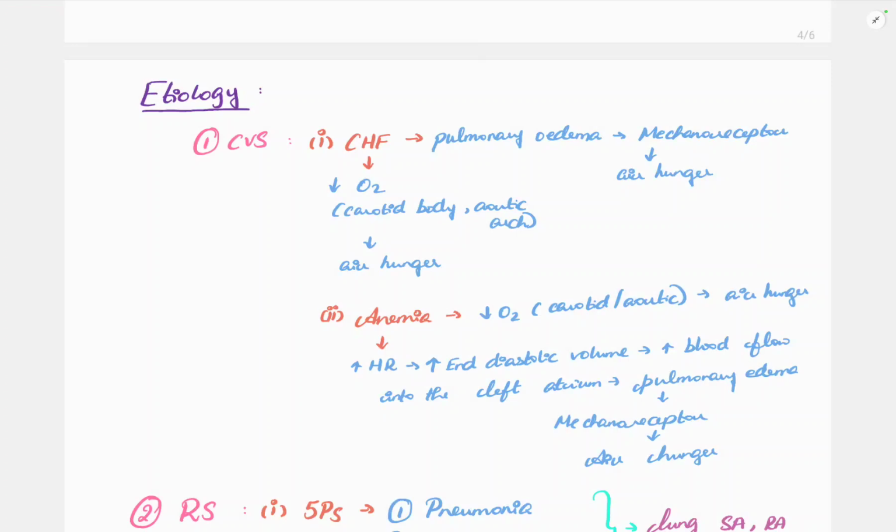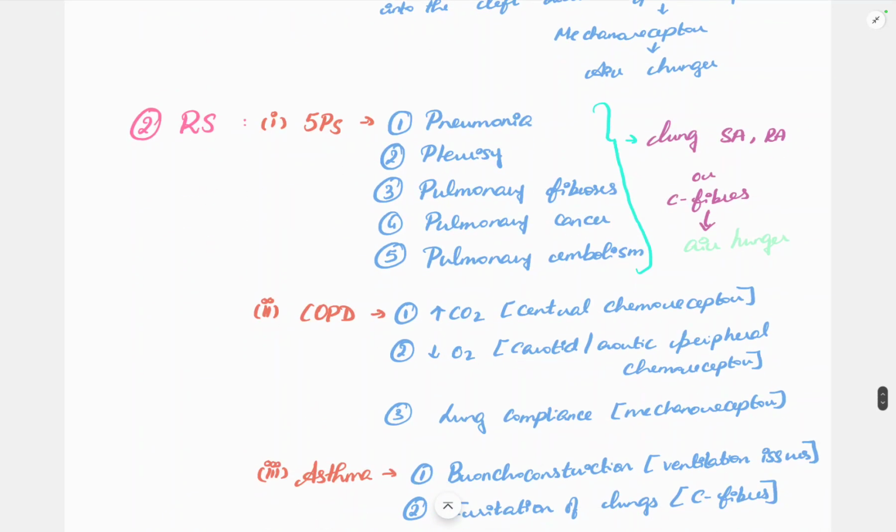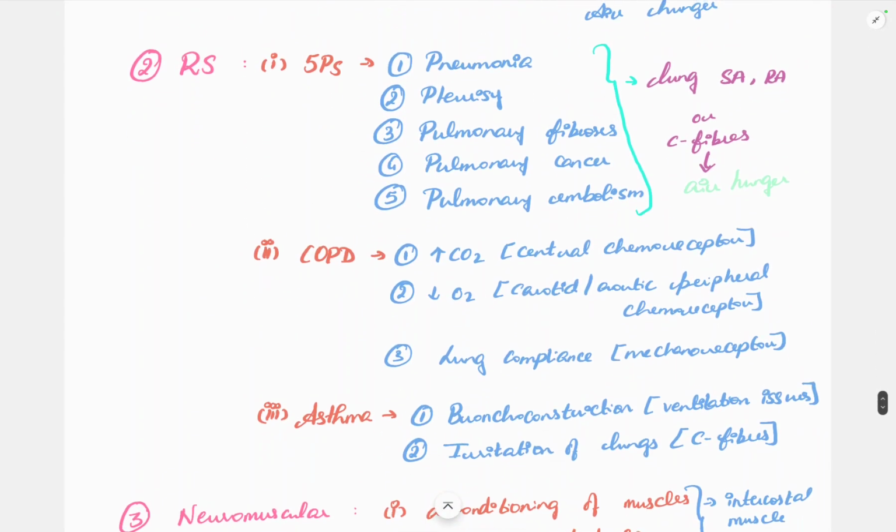Increase in diastolic volume is going to cause an increase in the blood flow into the left atrium again, which is going to cause a backflow of blood into the pulmonary system, into the lungs, causing pulmonary edema again. This pulmonary edema will follow the previous mechanism that we saw. It is going to cause expansion, thus RAs are activated, thus sending a signal to the brainstem. Okay, that was about the cardiovascular system.